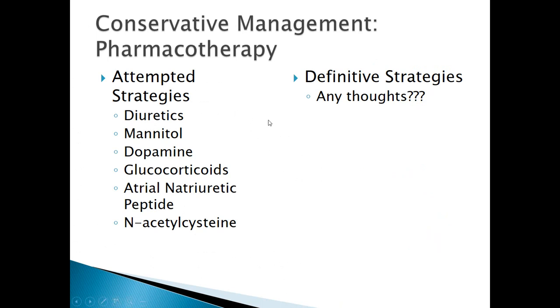So we've attempted many things to try to improve the acute kidney injury and outcome. Diuretics, osmotic diuretics like mannitol, low-dose dopamine, right, that's supposed to increase renal perfusion at low doses, glucocorticoids to decrease that intense inflammatory response or cytokine response, atrial natriuretic peptide as a natriuretic, and acetylcysteine, right, which is kind of a scavenger. And none of these have actually been proven to be effective in changing the outcome.